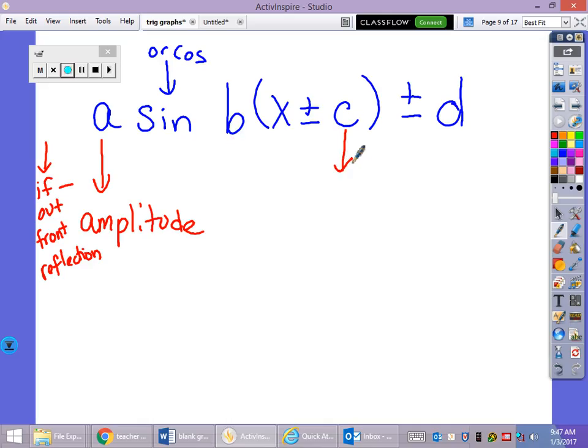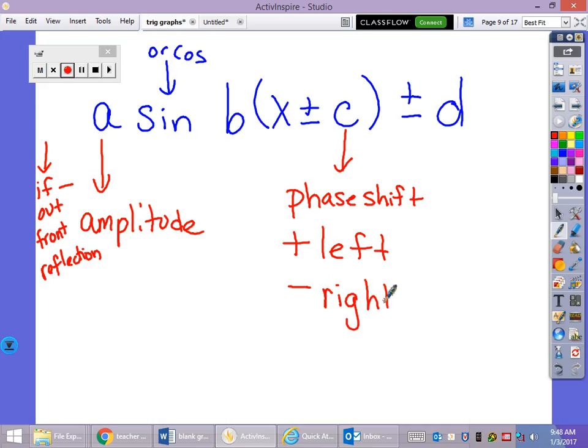Let's go to C. Okay? That is my phase shift. If it's positive, which way do I go? Left. Remember, my X is crazy. Okay? And if it's minus, I move right. This is my vertical displacement.